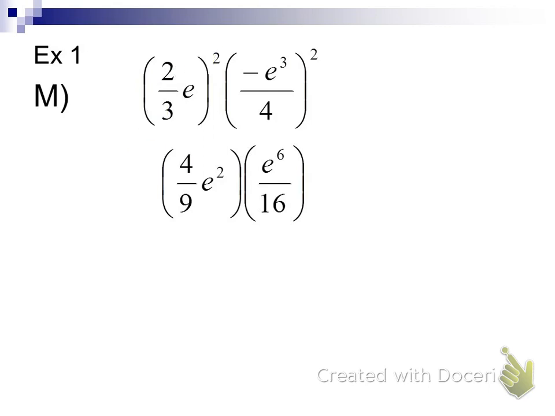You might want to write it out off to the side, like 2 to the third times 2 to the third. Well, you multiply 2 times 2 gives you 4, 3 times 3 gives you 9. Same thing back here. We have -1 times -1, which is +1, and 4 times 4, which is 16. And then e to the first to the second is e to the second. E to the third to the second is e to the sixth. Lots happening there. Questions?